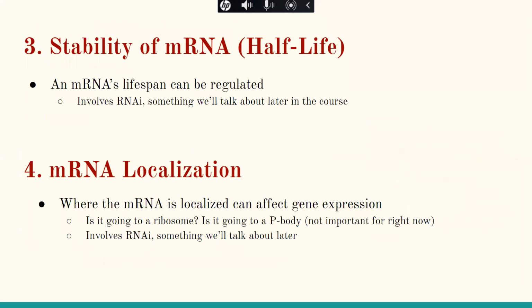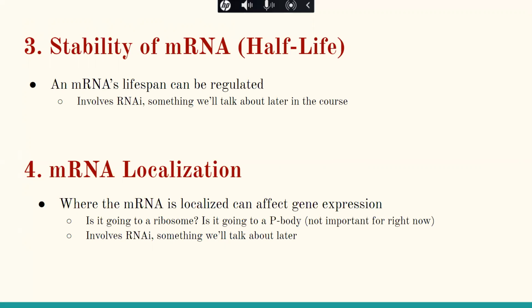Okay. Another way to control your gene expression is by altering the life of your mRNA. So mRNA has a half-life. It can only exist for some amount of time. It's different for every mRNA transcript. If your cell wants to get rid of mRNA, it would probably have a relatively low half-life, so it could get rid of it pretty easily.